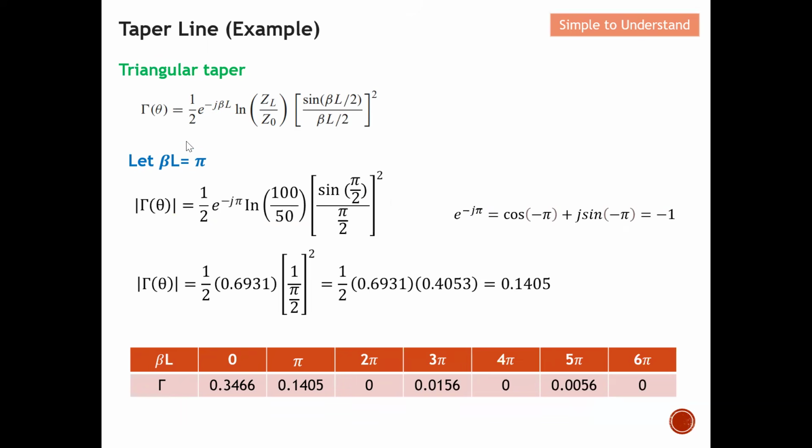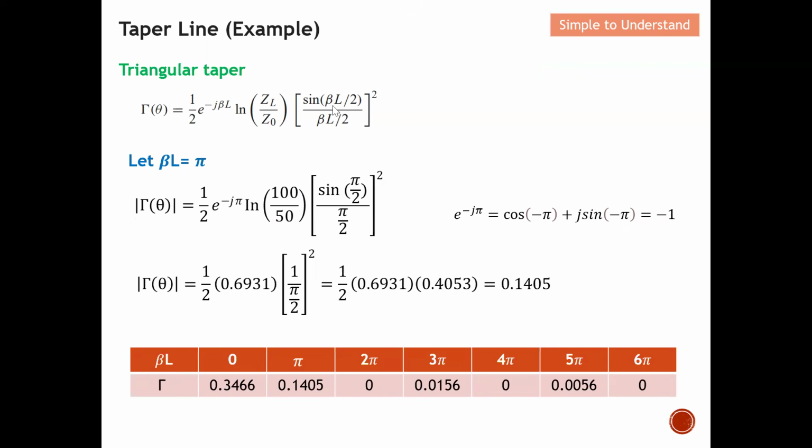So let's just do one. When beta L is equal to pi, which is here, I just substitute beta L with pi. This equation here, as you can see, becomes cosine minus pi plus j sine minus pi. So this term here will be minus 1. But if you see this bar here, which means magnitude, no negative, so it becomes 1. So this term will just disappear in the equation here. Again, this will always be the bigger number divided by the smaller number.